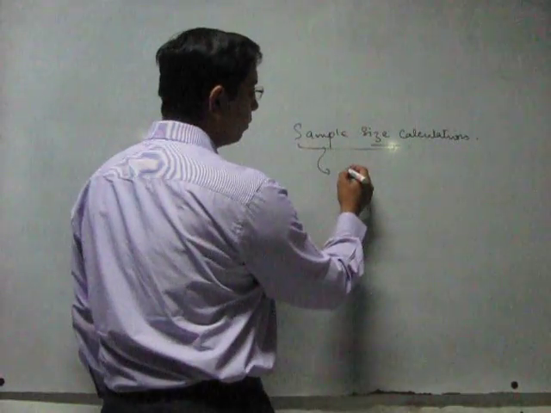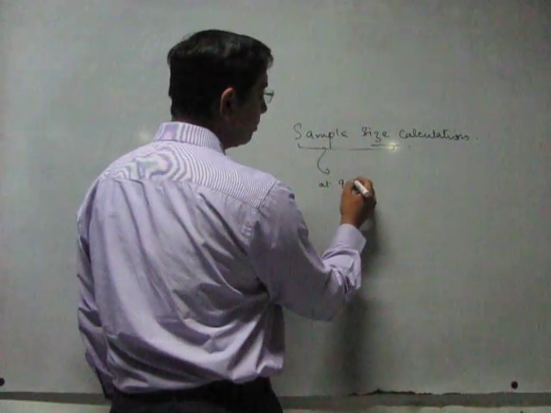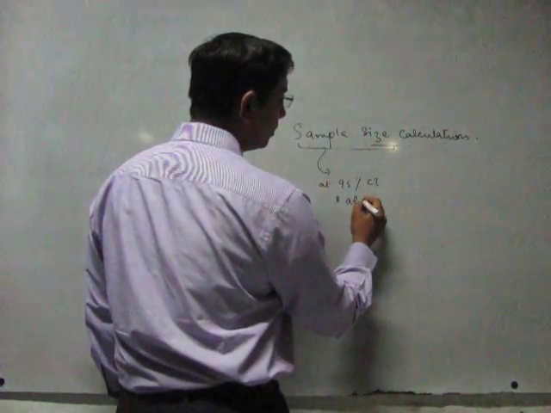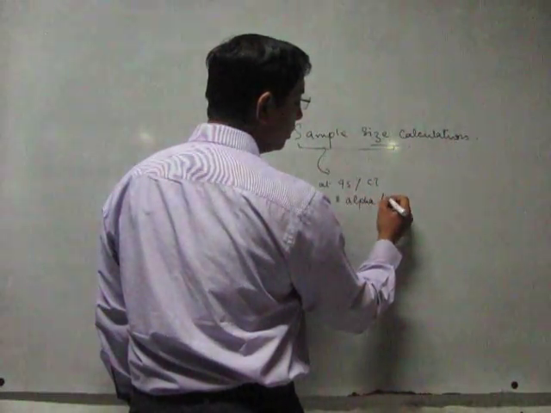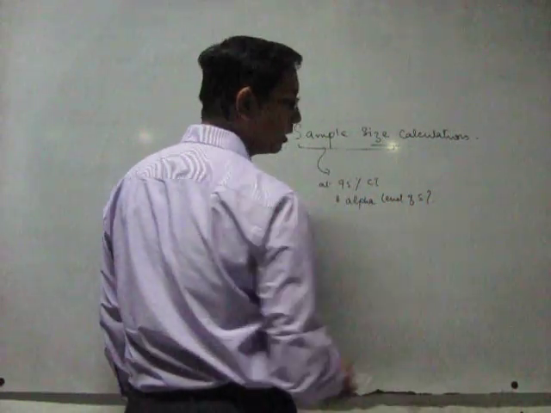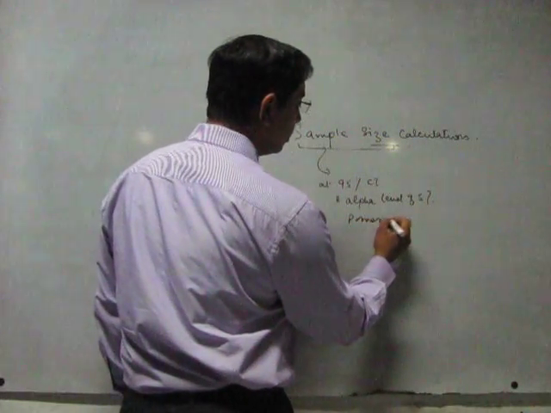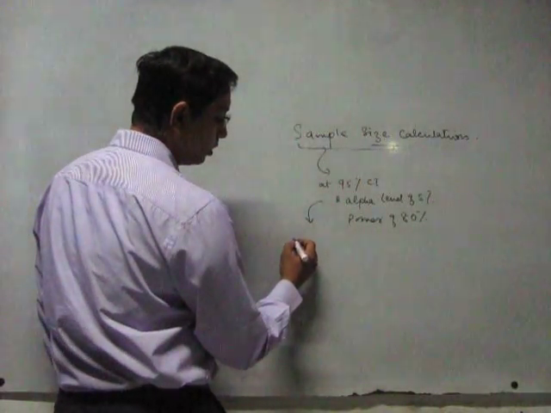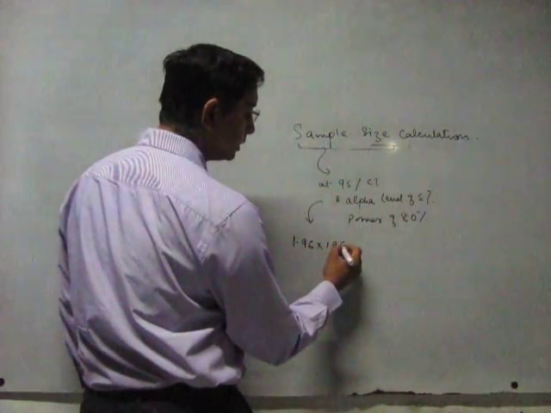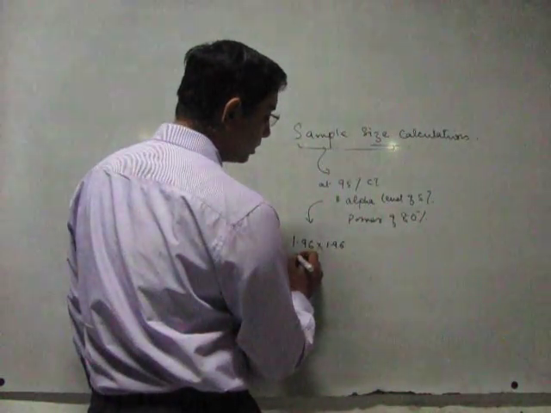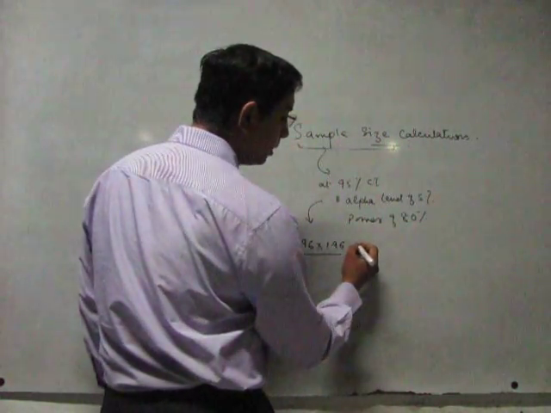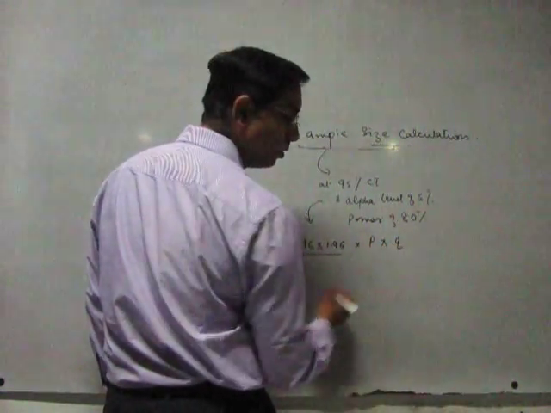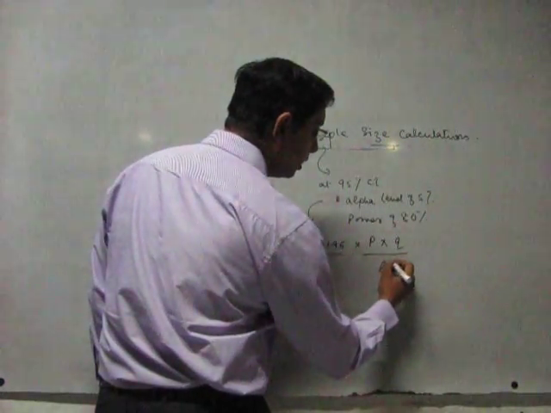This formula is for a 95% confidence interval, with alpha level of 5% and power of 80%. We have a simple formula: 1.96 into 1.96, that is approximately 2 into 2, that is 4, multiplied by prevalence into Q over L square.